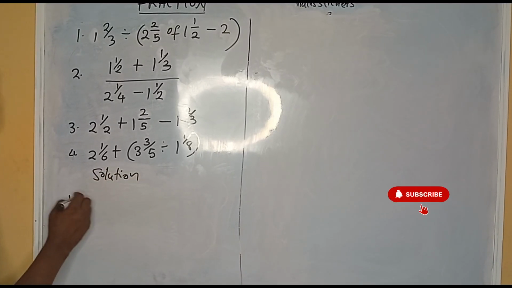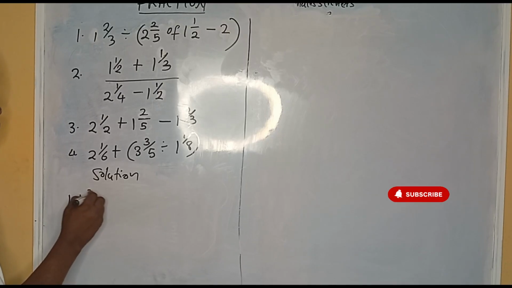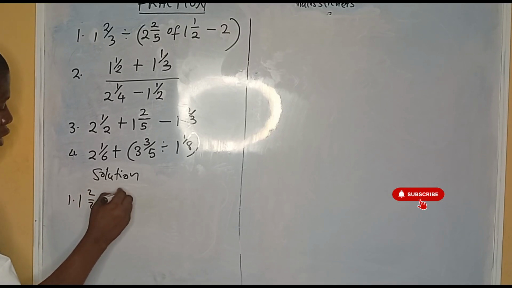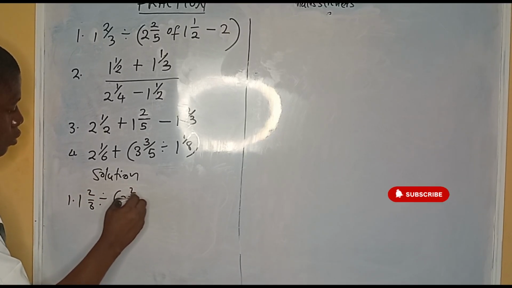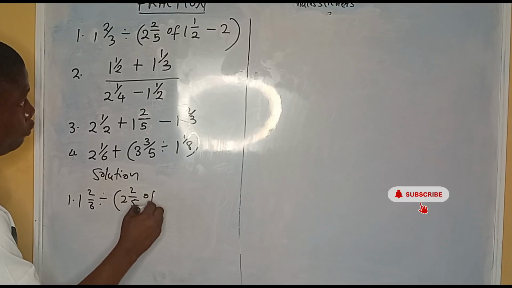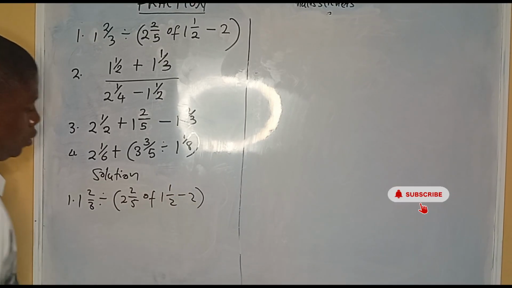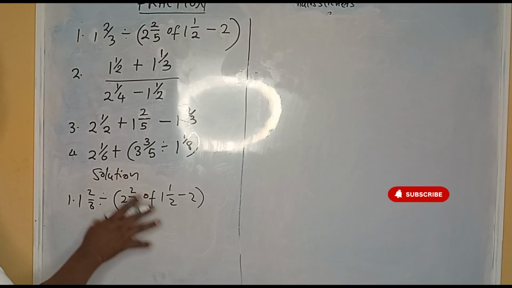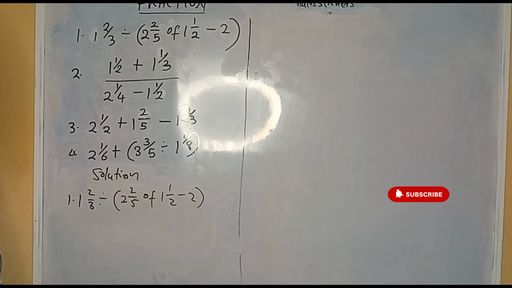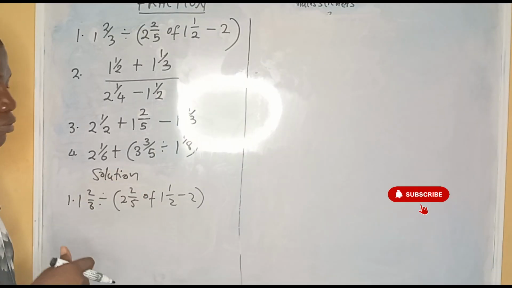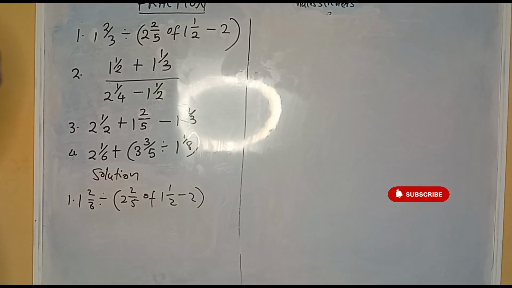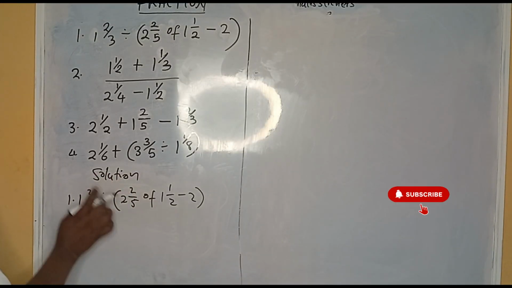The first one is what? 1 whole number 2 over 3 divided by 2 whole number 2 over 5 of 1 whole number 1 over 2 minus 2. Problems under fractions are solved using BODMAS, like I explained in our previous video. So we apply BODMAS, but before then, there are mixed fractions here.